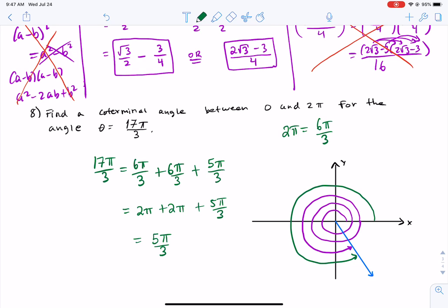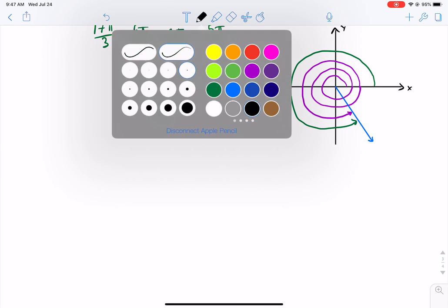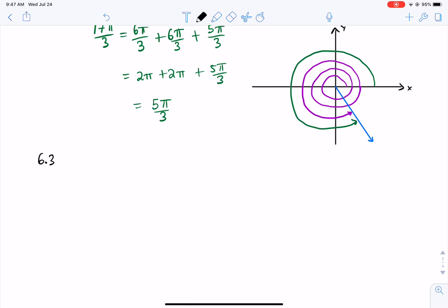Let's talk a little bit about 6.3, trigonometric functions of angles. And let's start off with this famous diagram that you guys have seen before.